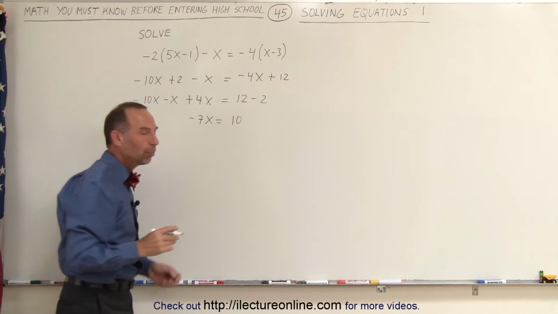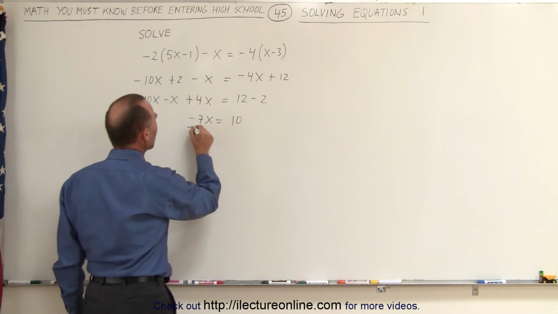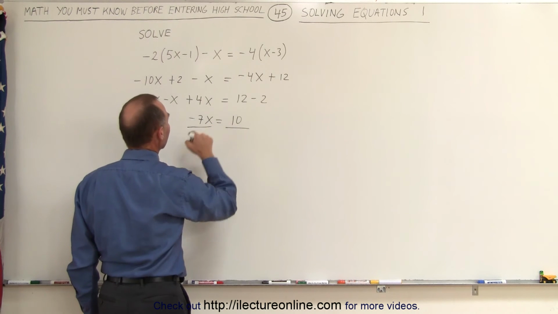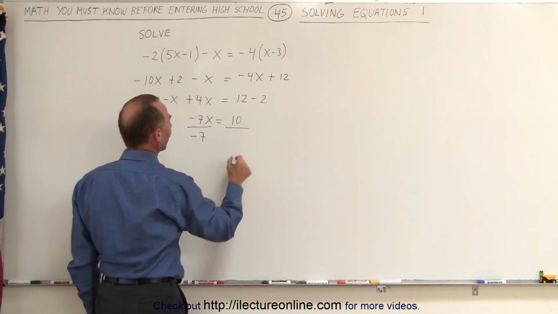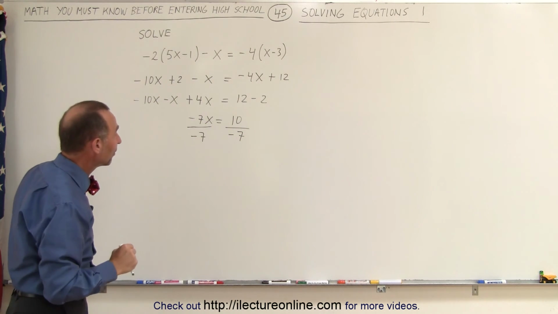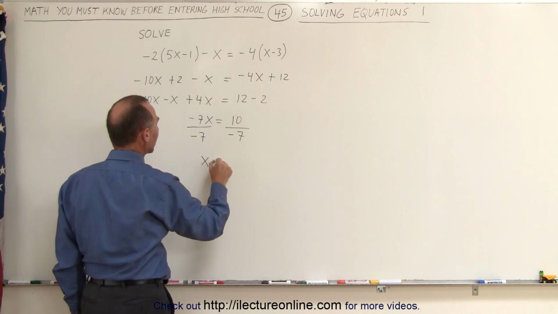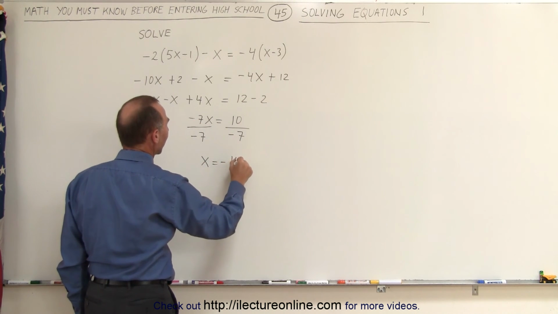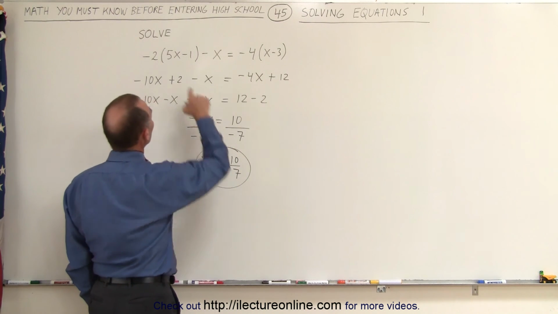And at this point, we're going to divide both the left side and the right side by the numerical coefficient in front of the variable, the x in this case. So divide the left side by minus 7 and divide the right side by minus 7. Of course, we need to do the same thing to both sides. Notice when we divide this into this, we simply get the variable x equals, on the right side, minus 10 divided by 7. And that's the solution to the original equation.